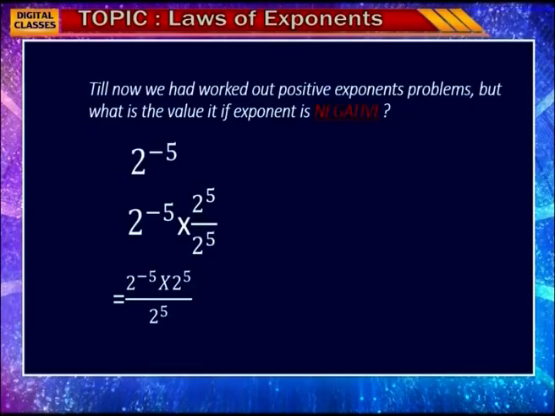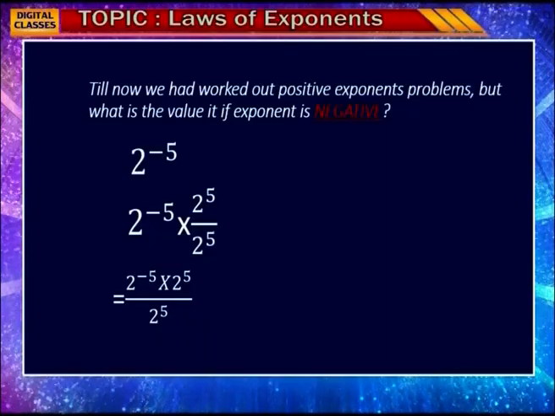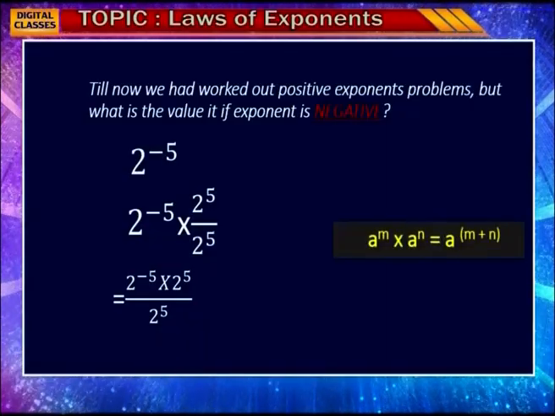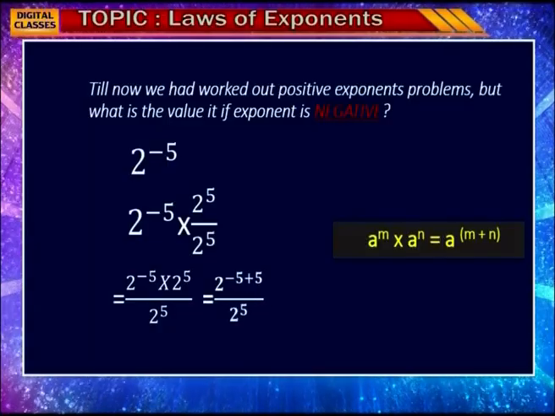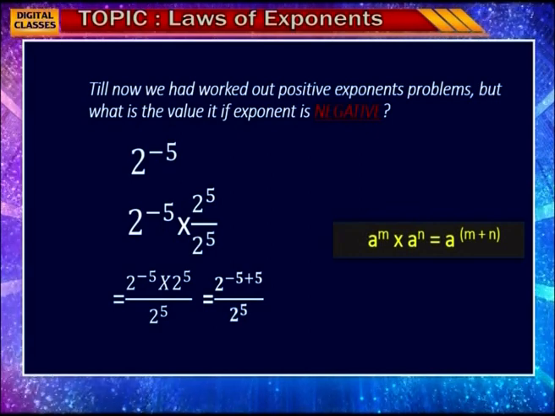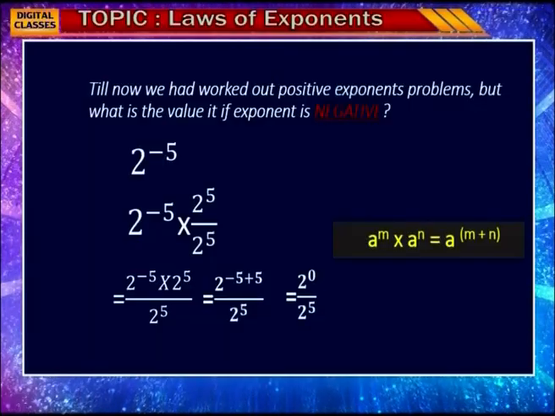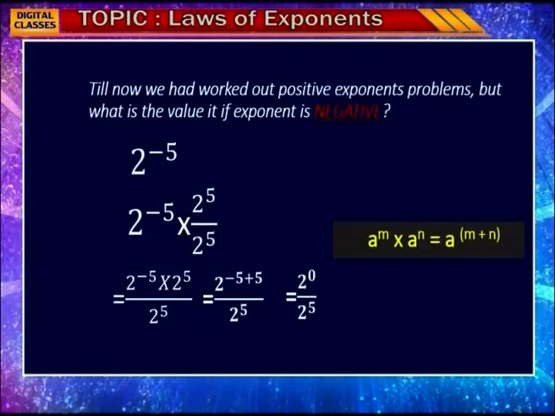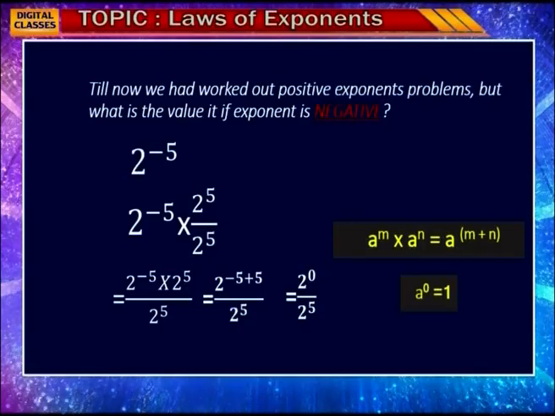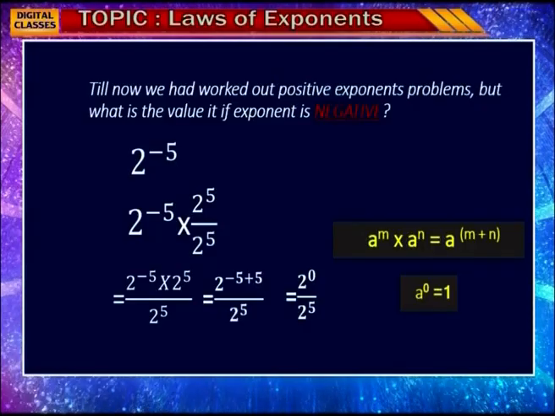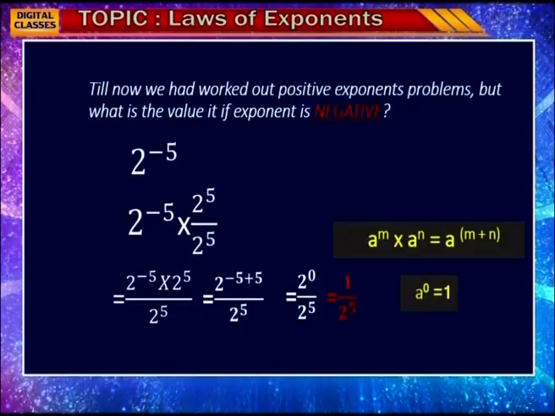See here, there is multiplication between two exponents, isn't it? So according to this law, if multiplication is there and the bases are equal, what happens to the exponents? They will add up, like minus 5 plus 5. You will get 2 to the power of 0 in the numerator. And you know what is the answer for 2 to the power of 0? It is 1, because you know a to the power of 0 value is 1. Therefore, 1 by 2 to the power of 5.